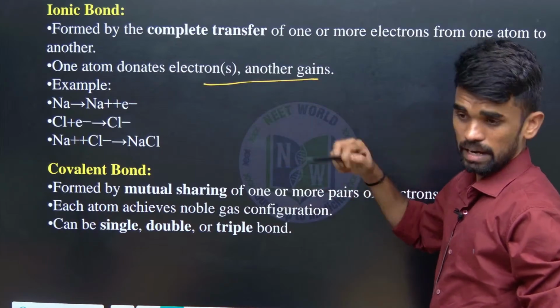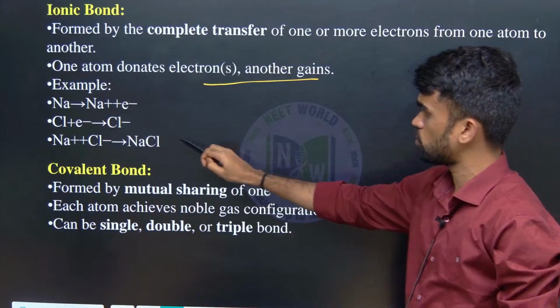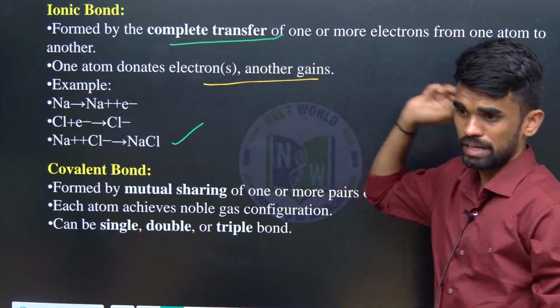So one element donates the electron, the other element accepts the electron, therefore resulting in the formation of an ionic compound, that is, by complete transfer of electrons taking place.